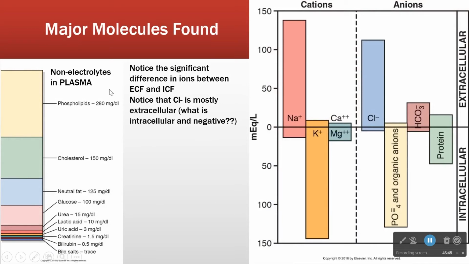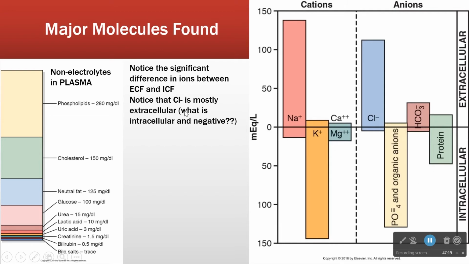If we look at what's found in the plasma versus what's found in the intracellular space, we see some pretty significant differences. This should look familiar because we looked at a table very similar to this when we talked about membrane potential, okay? A lot of sodium outside, a lot of potassium inside, a lot of other anions on the inside of cells, right? Chloride is mostly extracellular. Bicarb is mostly extracellular.